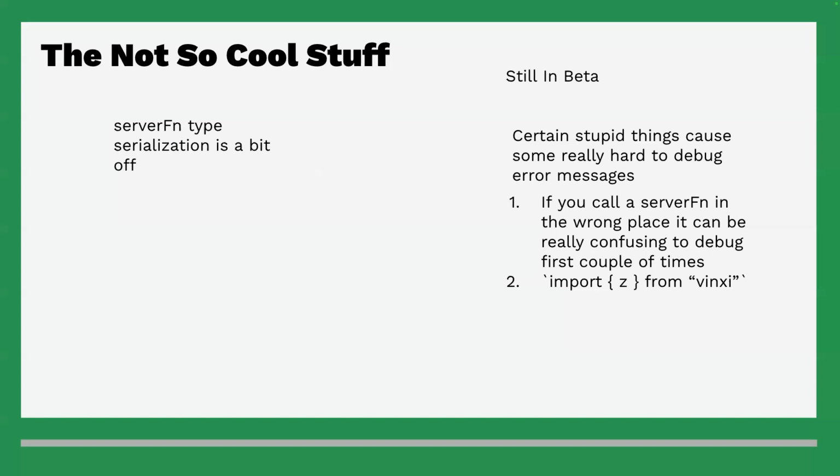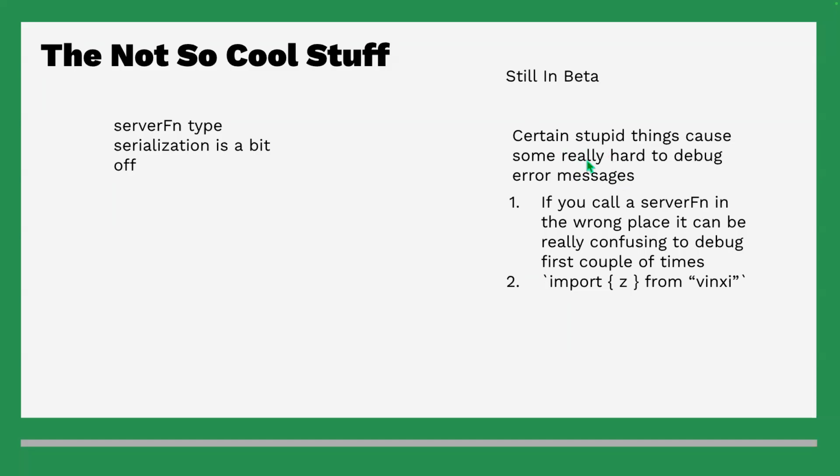So server functions, I've encountered a few situations where the type serialization is off. Actually, I wonder if my buddy Alok is on here, but he pointed one out to me on Stack Overflow, and I think he actually fixed it. So he's technically another TanStack contributor. But anyways, another thing is sometimes the errors are bad.